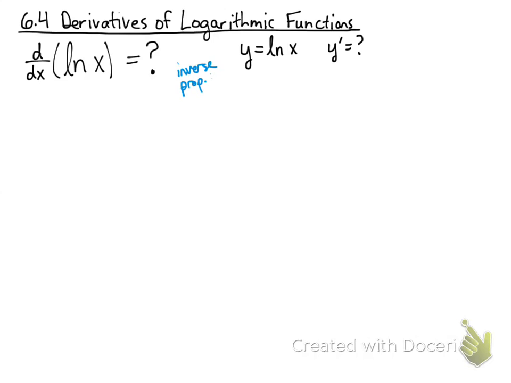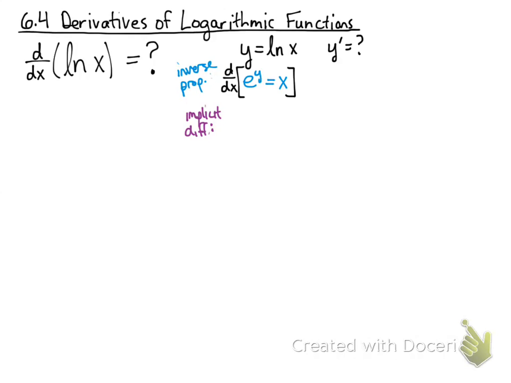I'm going to use the inverse property of the natural logarithm, which says that the equation y equals the natural log of x is really the same as the equation e to the power y equals x. And then I'm going to take the derivative of that equation, both sides, with respect to x. To do that, I have to use implicit differentiation because I'm taking the derivative with respect to x of some y stuff. So what's the derivative of e to the y?